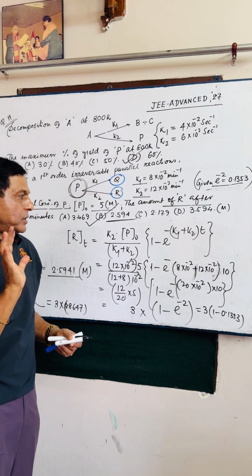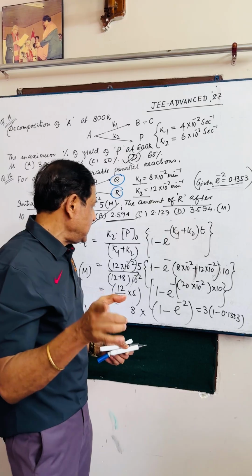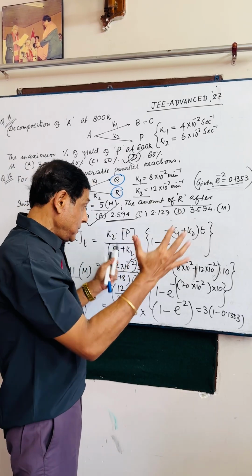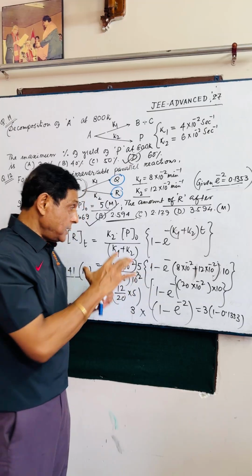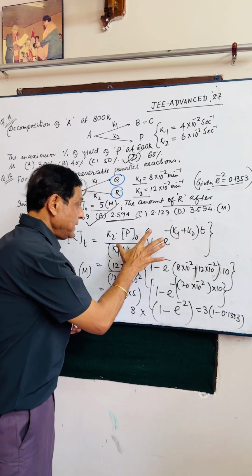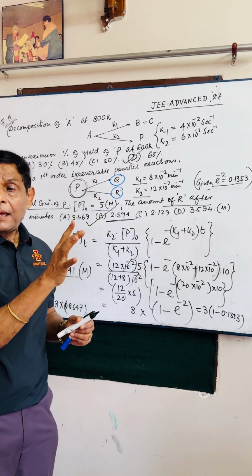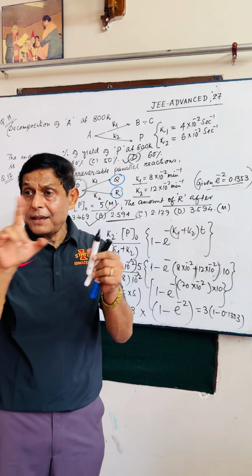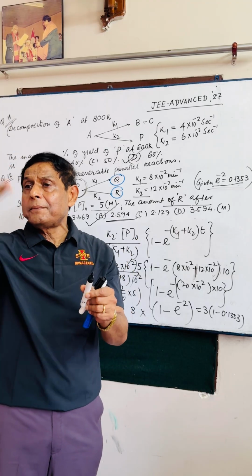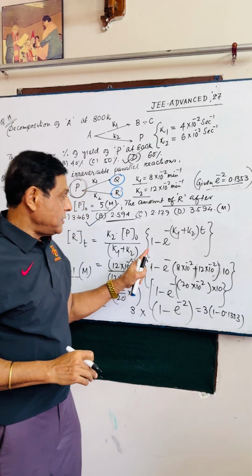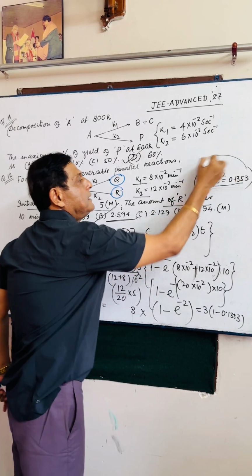The tricky part of this question is the exponential relation, the relation comprising e, which we have to involve here. But in the CBSE board exam we always use the logarithmic form: k is equal to 2.303 by t log of a by a minus x, or r naught by r. Very simple way. Here you have to use this form because e to the power minus 2 is given.